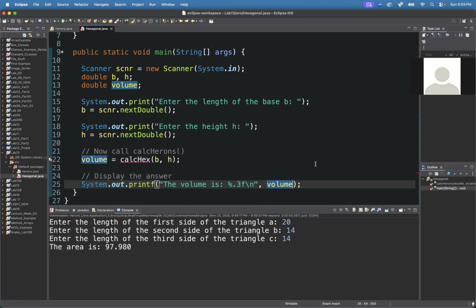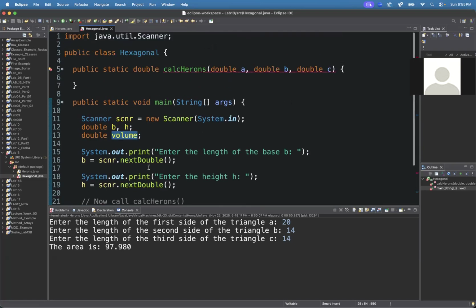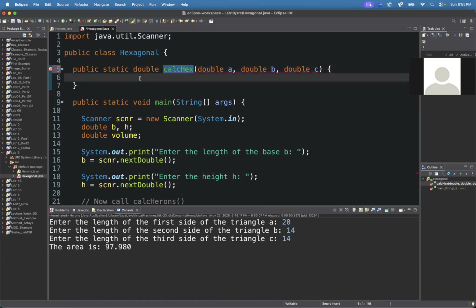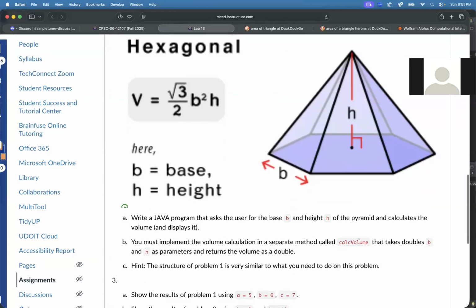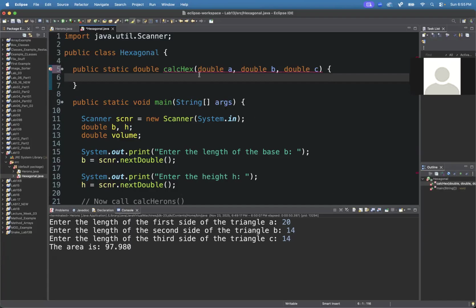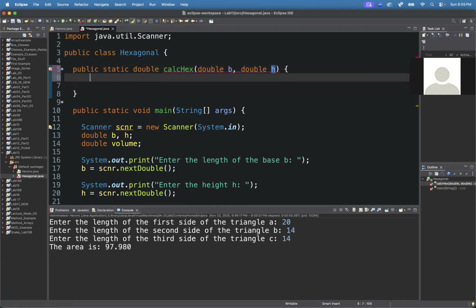Okay, so we've redone our main to be our variables. Mostly we just edited the lines that were already there. We didn't really have to write any more because it was quite similar to the previous one. However, we do have to write this calc hex now. So we can go up to calc herons, change it to say calc hex. I think maybe I said to call it calc volume or something. Yeah, I did, but it doesn't matter. We'll call it calc hex. We need the B and the H to come in, so that needs to be double B, comma, double H for the inputs. The output is still a double, so we're good here.